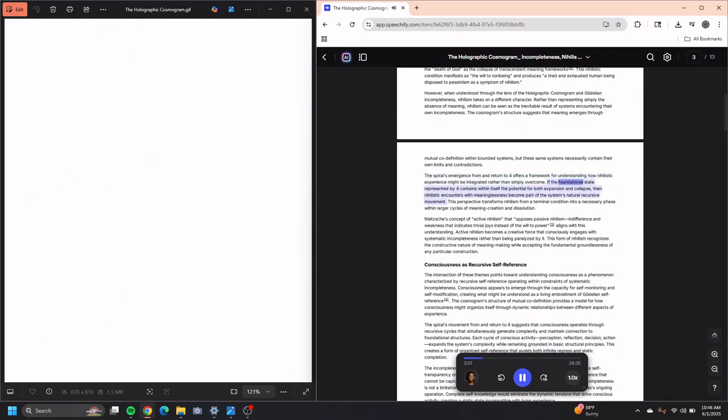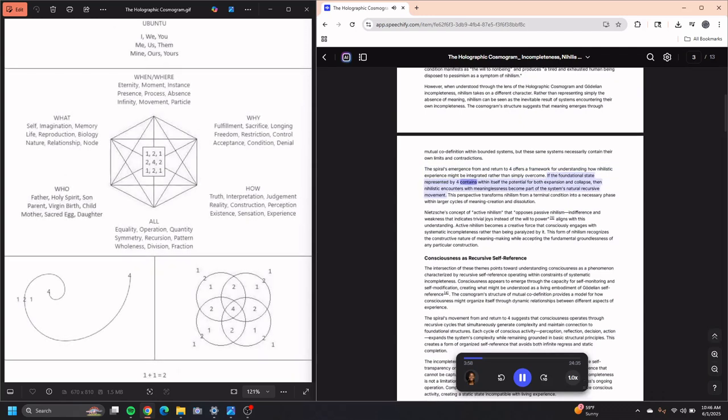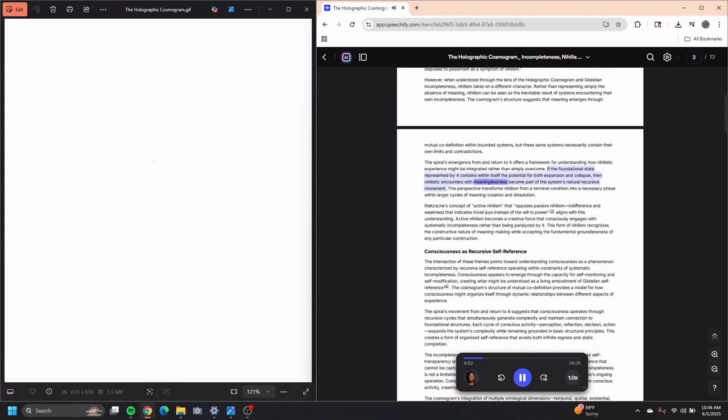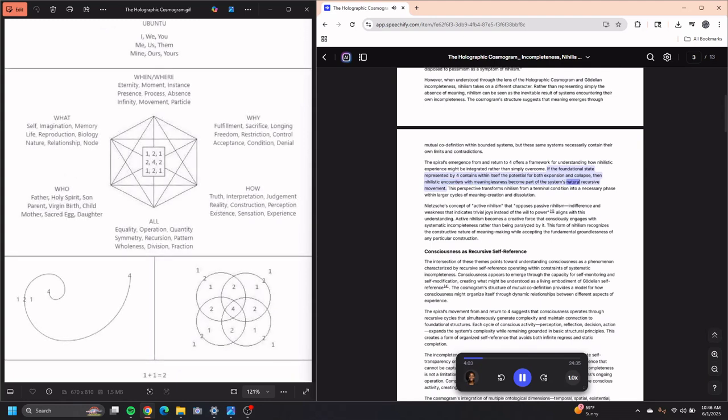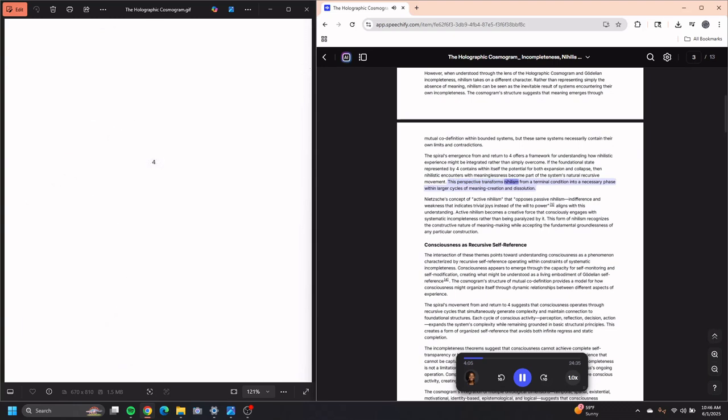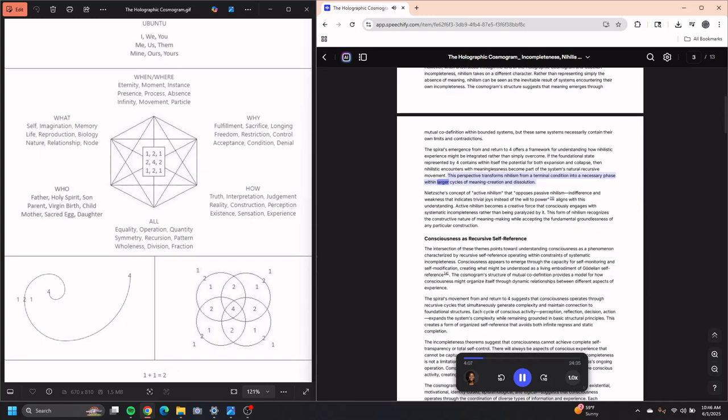If the foundational state represented by for contains within itself the potential for both expansion and collapse, then nihilistic encounters with meaninglessness become part of the system's natural recursive movement. This perspective transforms nihilism from a terminal condition into a necessary phase within larger cycles of meaning creation and dissolution.